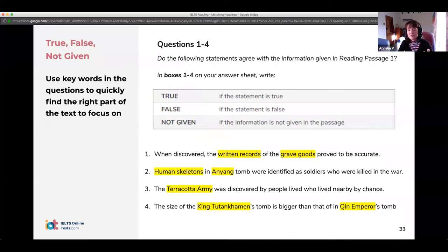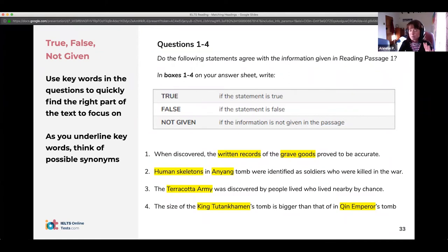Okay, so now we're going to look more specifically at this. We've already highlighted our keywords, so we know what we need to be looking for. And as I said before, think about it in a different way. What other ways could you say those words? So for example, if we look at number one, the keywords are probably going to be the same, but we've got 'proved to be accurate'. Can you think of any other ways of saying that something proved to be accurate?